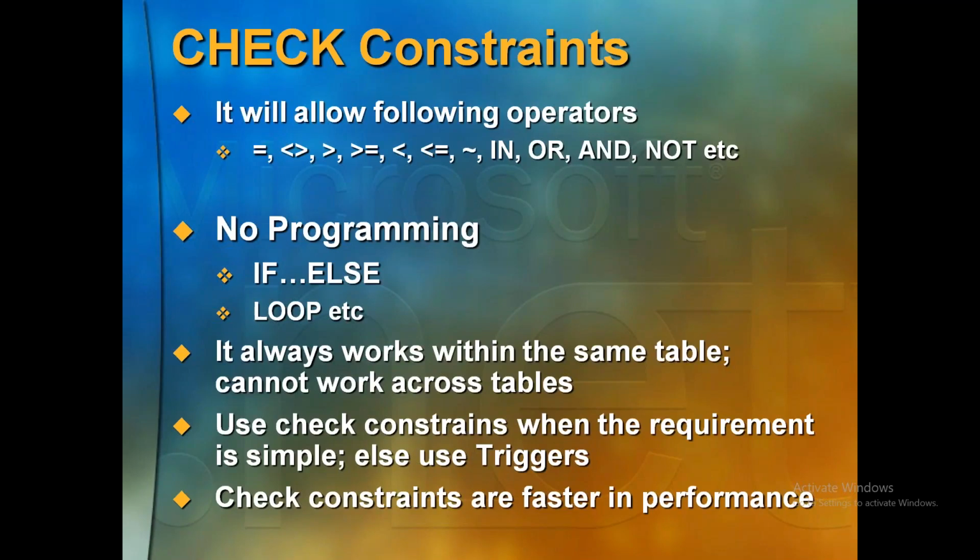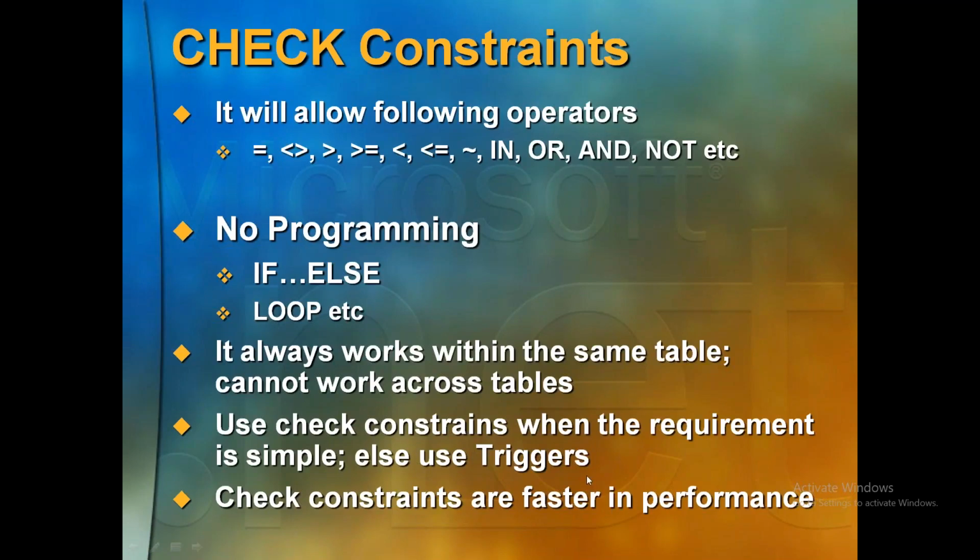You don't know what is programming, so if and else loops cannot be implemented. Simple expressions you can write: salary greater than zero, gender can be either male or female, grade can be either A grade or B grade. It always works within the same table; it cannot work across tables. Use check constraints when the requirement is simple, else use triggers. Check constraints are faster in performance.